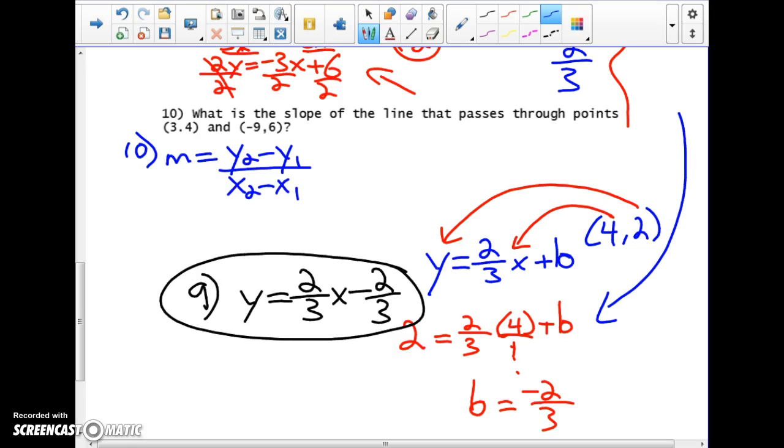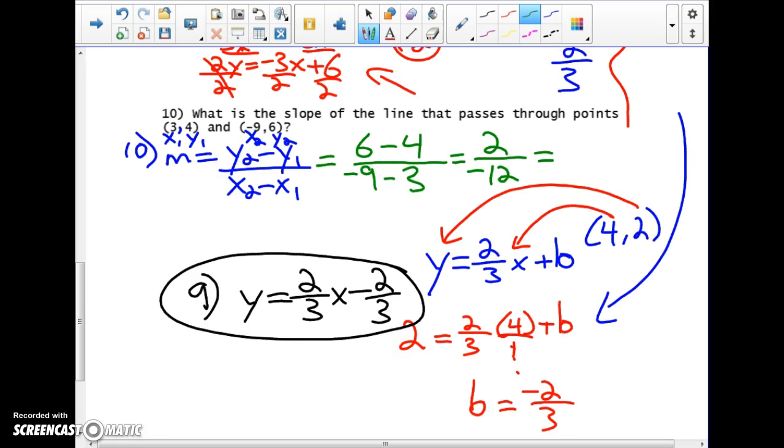This is more of a sign issue than anything. This right here, (3, 4), that's my x sub 1, y sub 1, and then x sub 2, y sub 2. Plugging in, my y sub 2 is 6 minus my y sub 1, which is 4. My x sub 2 is -9 minus my x sub 1, which is 3. 6 minus 4 is going to give me 2. -9 minus 3 is -12. Simplifying that down, I wind up with -1/6. So -1/6 is my slope for number 10.